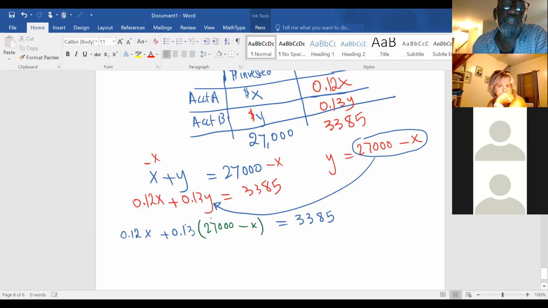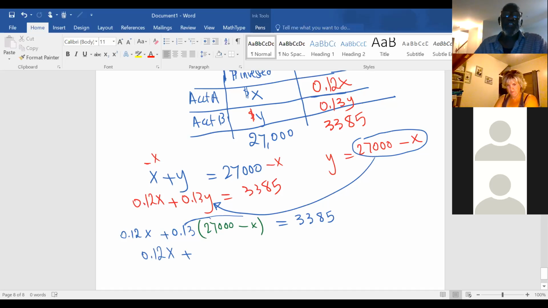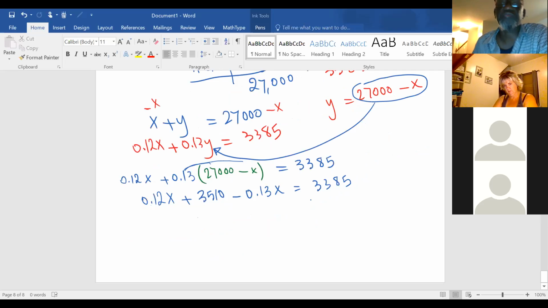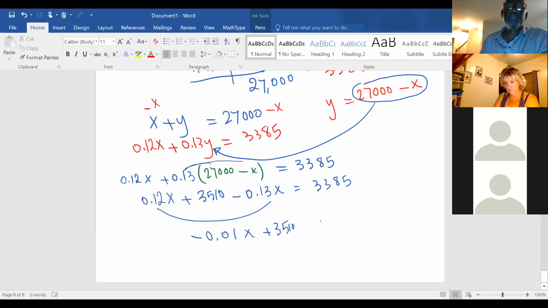Here you have to distribute. So you get 0.12x plus 27,000 times 0.13, which is 3510, minus 0.13x, equal to 3385. Now we group the like terms. How much is 0.12 minus 0.13? Negative 0.01. So negative 0.01x plus 3510 equals 3385.